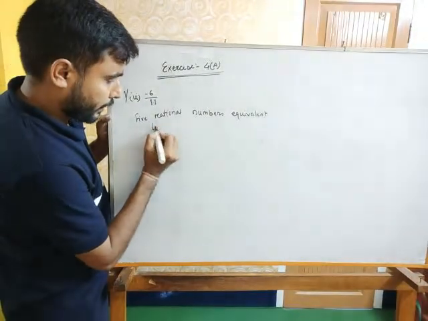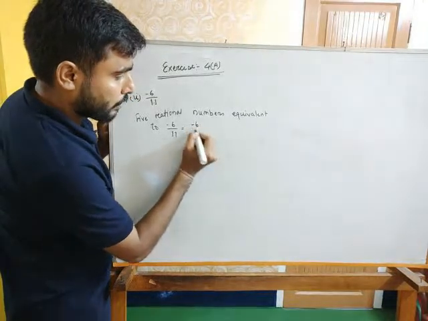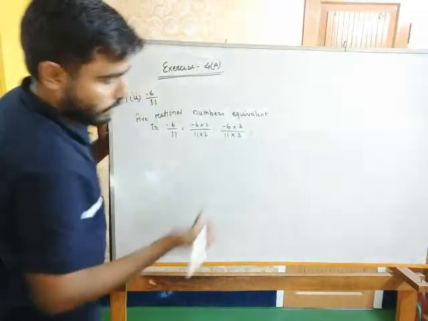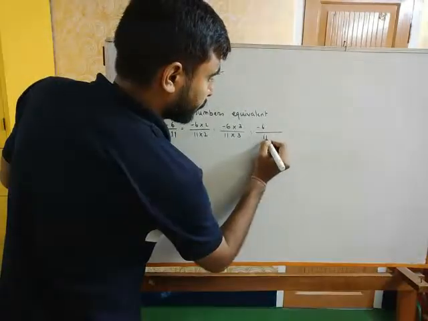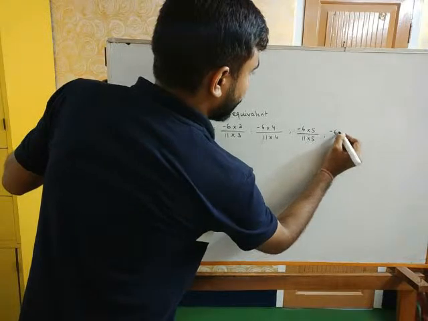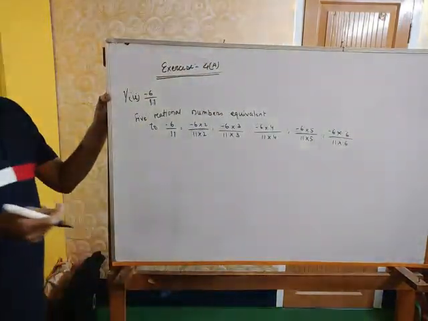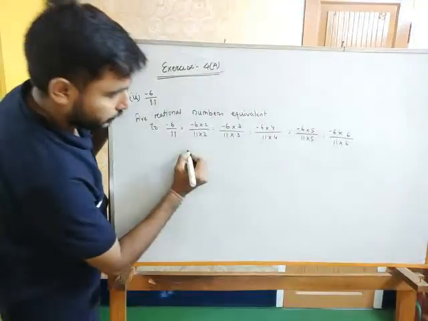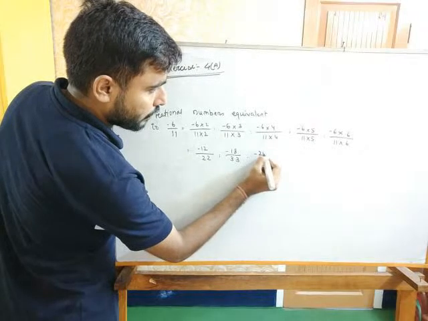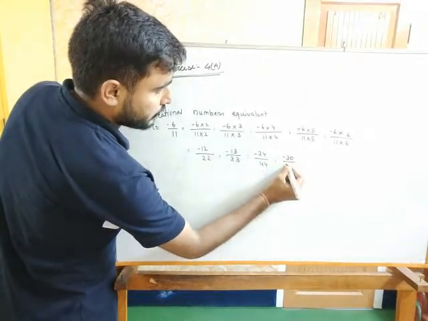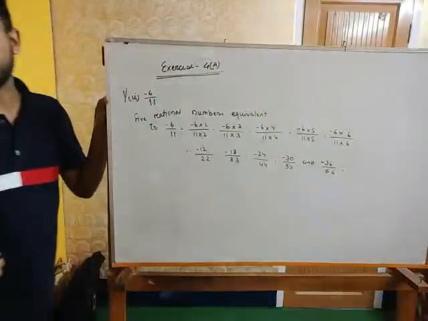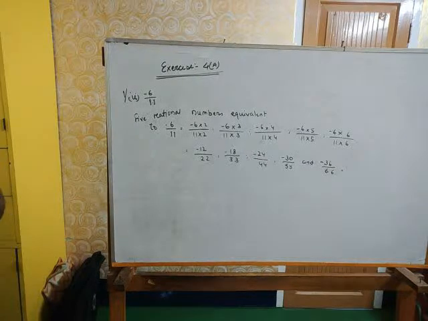Okay. So 5 rational numbers equivalent to minus 6 by 11: first we will multiply by 2, then by 3, by 4, by 5, and for the fifth one we will multiply by 6. So minus 12 by 22, minus 18 by 33, minus 24 by 44, minus 30 by 55, and minus 36 by 66. Clear? Is there any doubt?